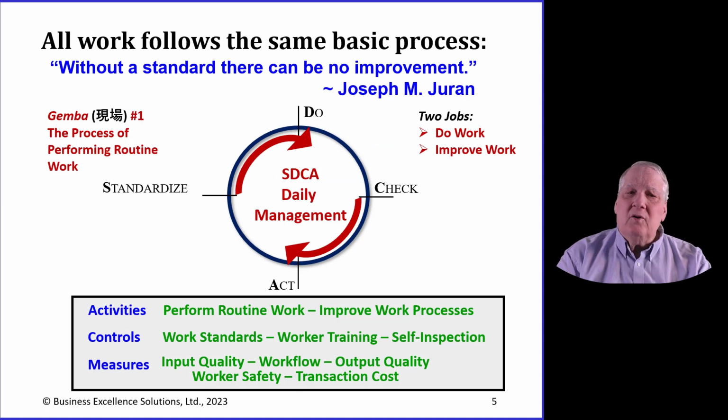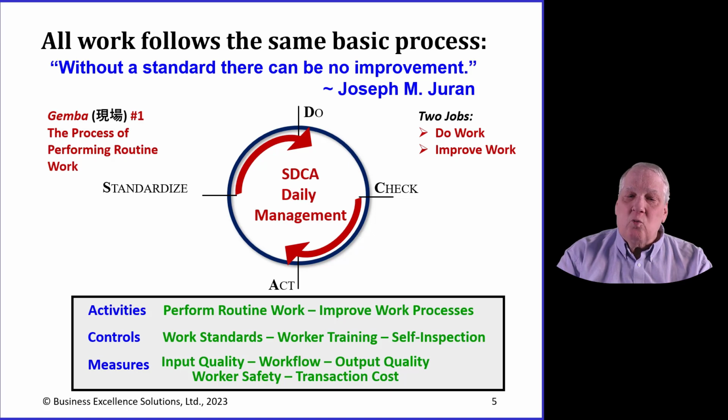Now, we want to begin with a comment by Dr. Joseph Juran. He said, without a standard, there can be no improvement. And we see that all work follows the same basic process. We call this in Gemba 1, the process of performing routine work. And in here, we see workers have 2 jobs. Number 1, to do the work that produces the value. And the second job that they have is to improve the quality of the process by which they work, so they eliminate waste in that system.